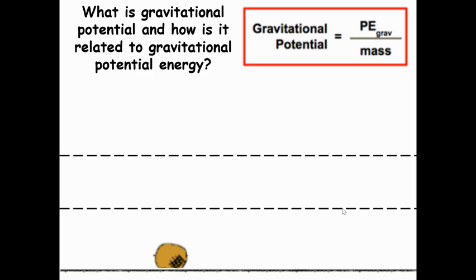Again, let's start with the gravity analogy, and then we'll move to the static electricity examples. So what is the gravitational potential, and how is it related to gravitational potential energy? They sound the same, but they are slightly different. When we calculate gravitational potential, we're taking gravitational potential energy and dividing it by mass.